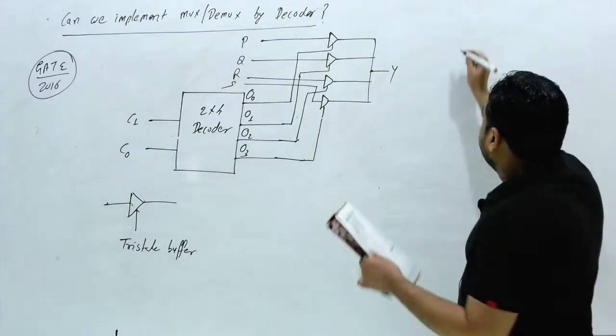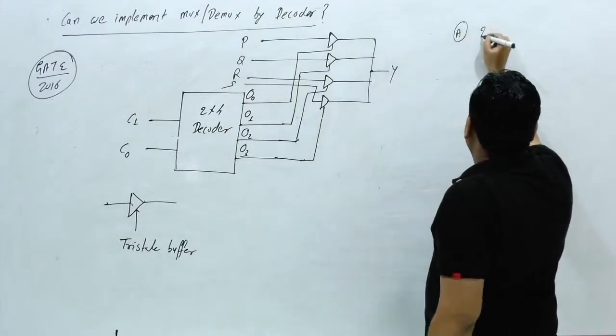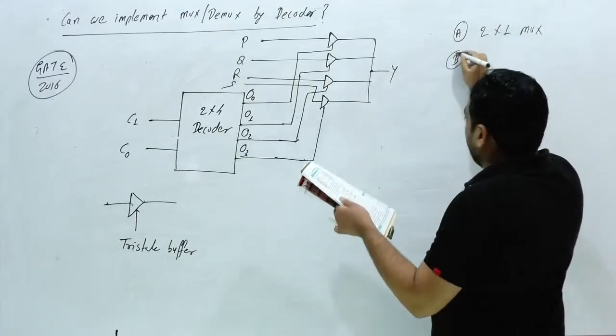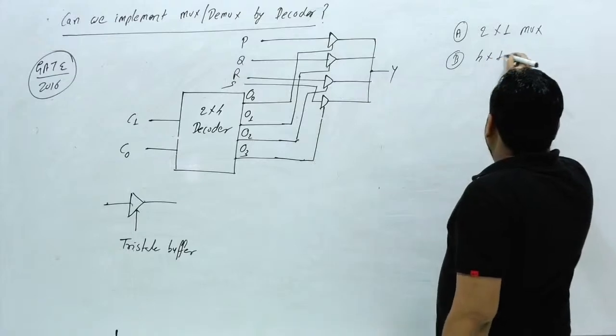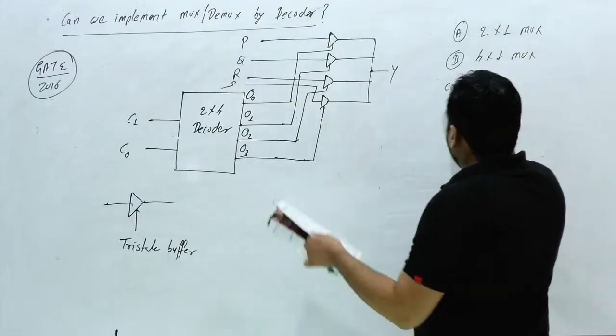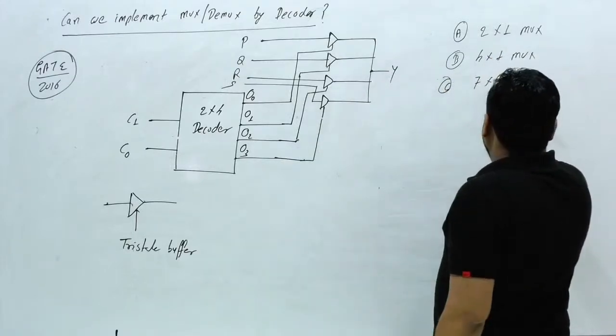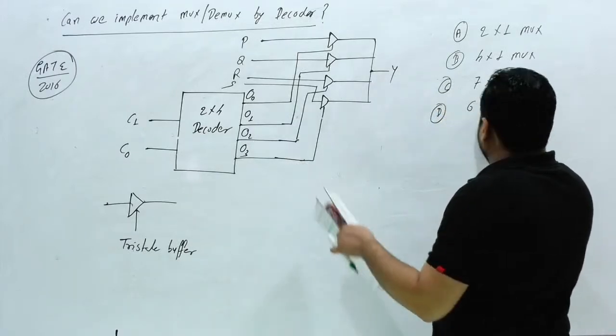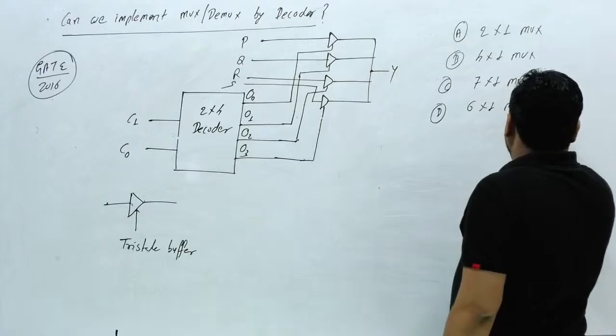I am going to provide you four options. First, 2 cross 1 multiplexer. This is the first option. Option B, 4 cross 1 multiplexer. Option C, 7x1 multiplexer, and option D, 6x1 multiplexer.